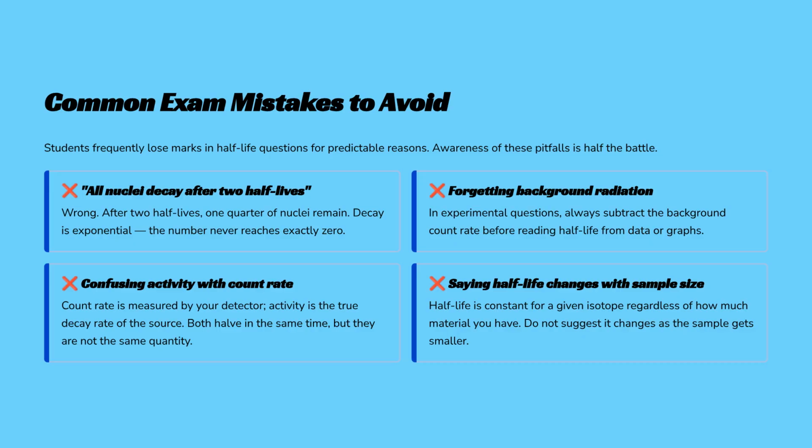Avoid common exam mistakes. Remember that decay never hits zero. Always account for background radiation in your calculations. Distinguish between activity and count rate, and keep in mind that half-life is constant regardless of sample size.